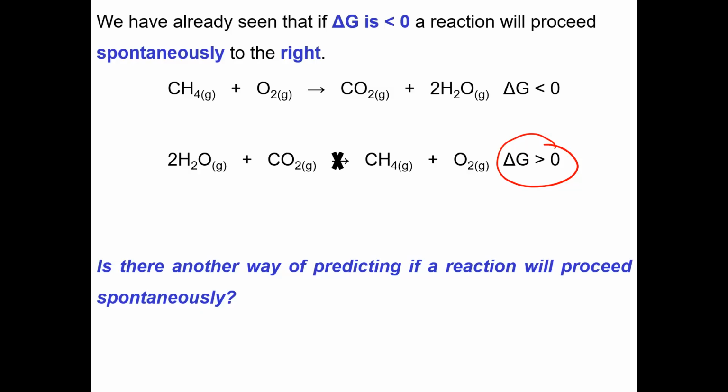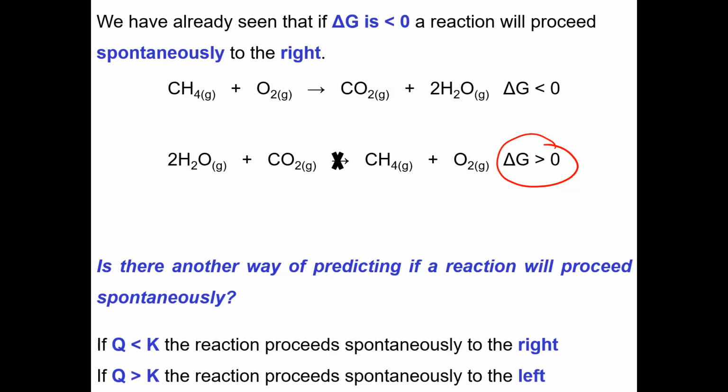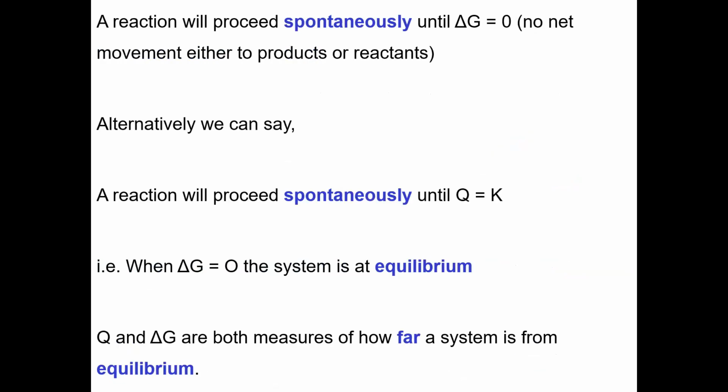Now, in chapter 13, we were learning that there was another way of predicting if a reaction will proceed spontaneously towards products. And it's pretty simple, isn't it? If Q is less than K, the reaction will spontaneously move towards the products. And if Q is greater than K, the reaction will spontaneously move towards the reactants. So it seems that both delta G and Q are indicating the direction of spontaneous change. For that reason, these numbers should be relatable in some way.